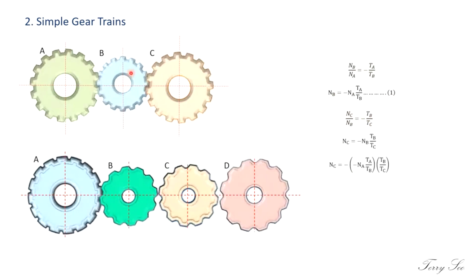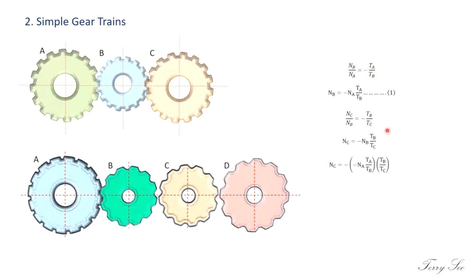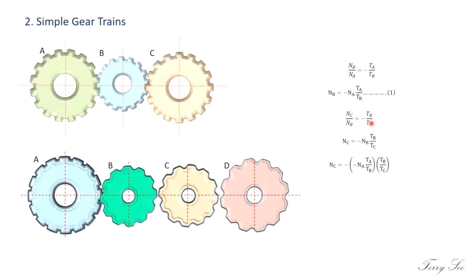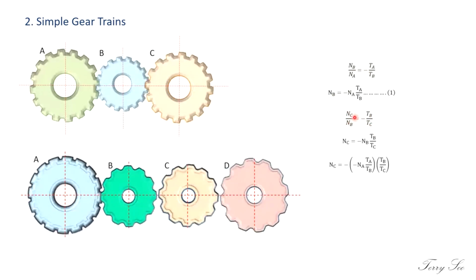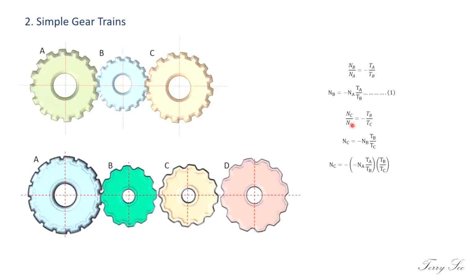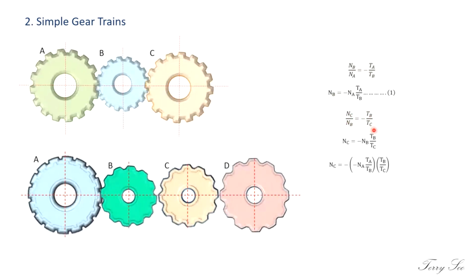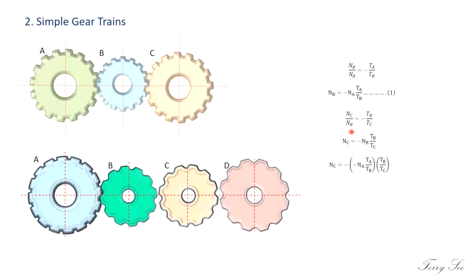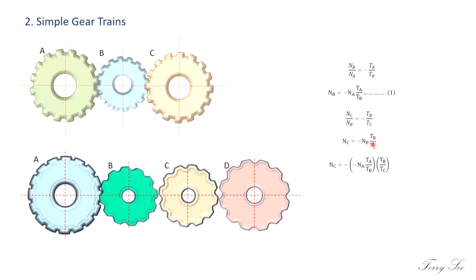Okay, then the next one is between B and C. So we will work out the driven over the driver. So NC over NB equals negative TB over TC, always opposite here between the speed and the number of teeth. So if you want NC to be the subject, then you should bring your NB over.